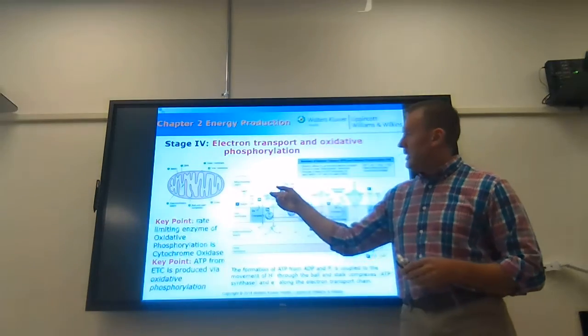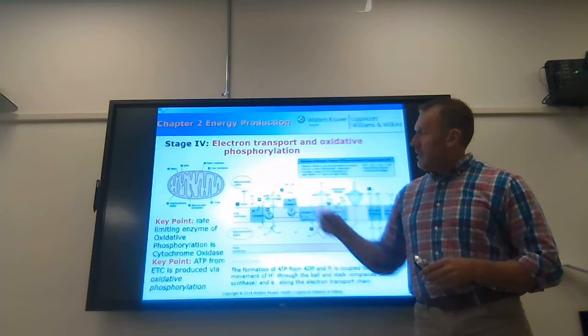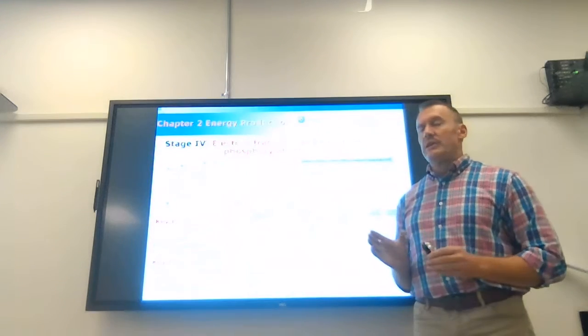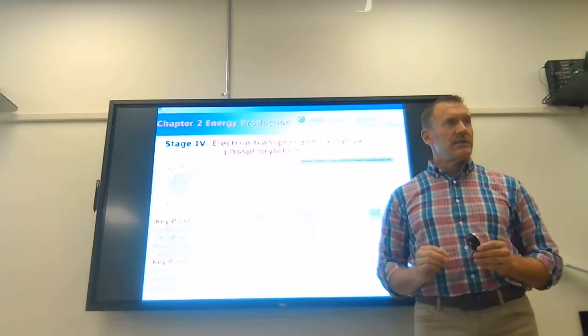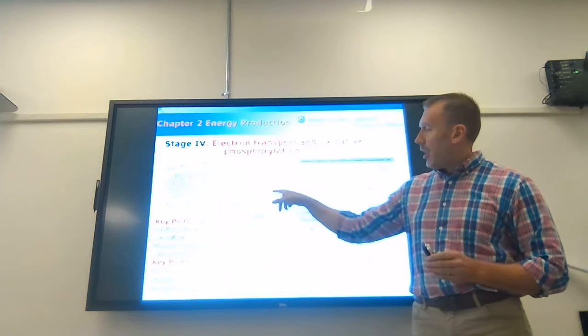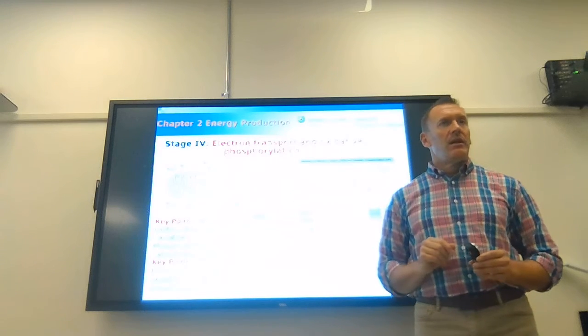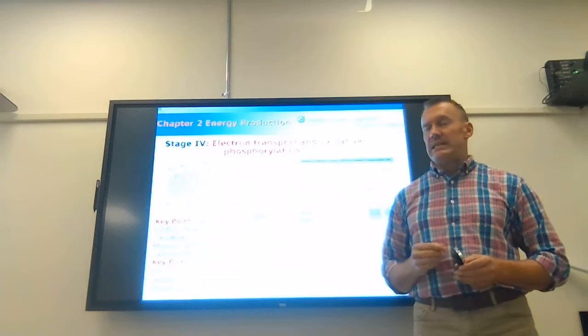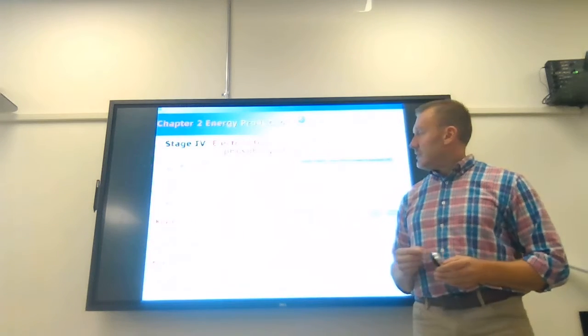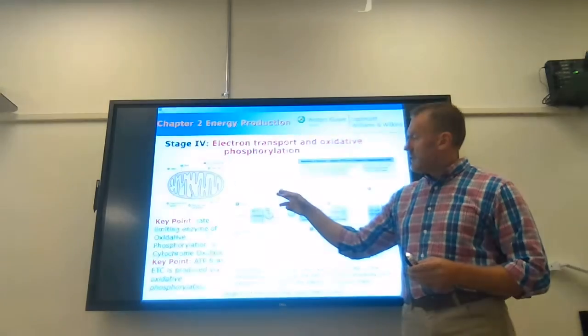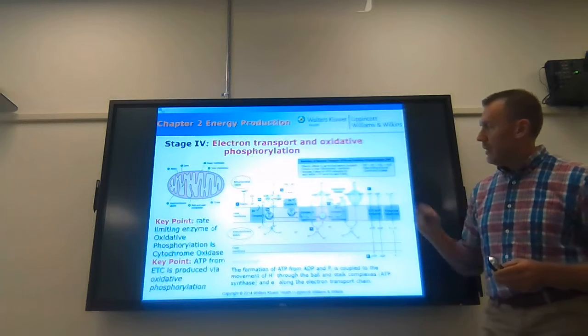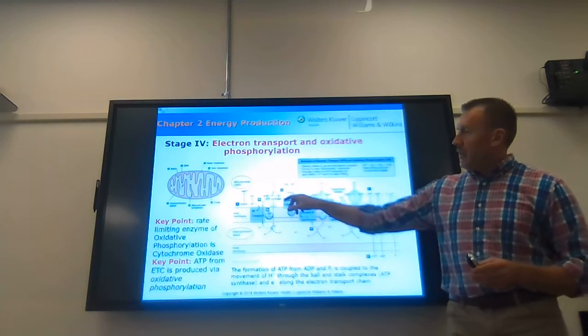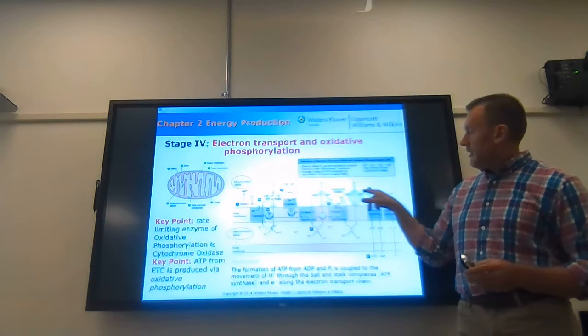to make ATP. So in your textbook, these are referred to as ball and stock complexes. So you kind of see how they look like a ball and a stock, but they're really made from ATP synthase. So we have three sites, 1, 2, and 3, three sites where we are rebuilding ATP.